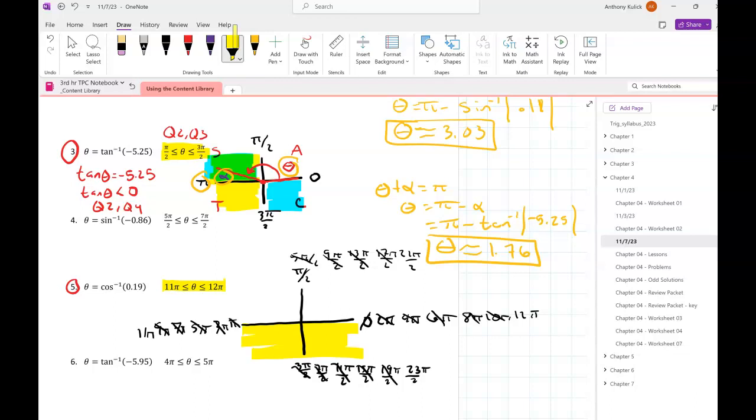Yes, Ava. So we're just adding 2 pi until we get into the range of 11 pi. I was just counting by half pis. Each quadrant is 90 degrees. That is pi over 2. So I just counted by a half. So 0 to a half. A half more is 1. 1.5. 2. 2.5. 3. 3.5. And I just kept going around until I got to 11 to 12.